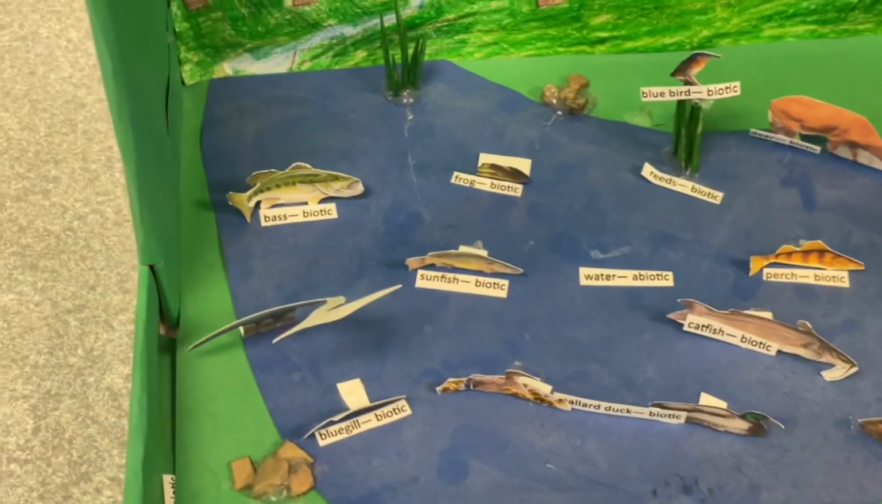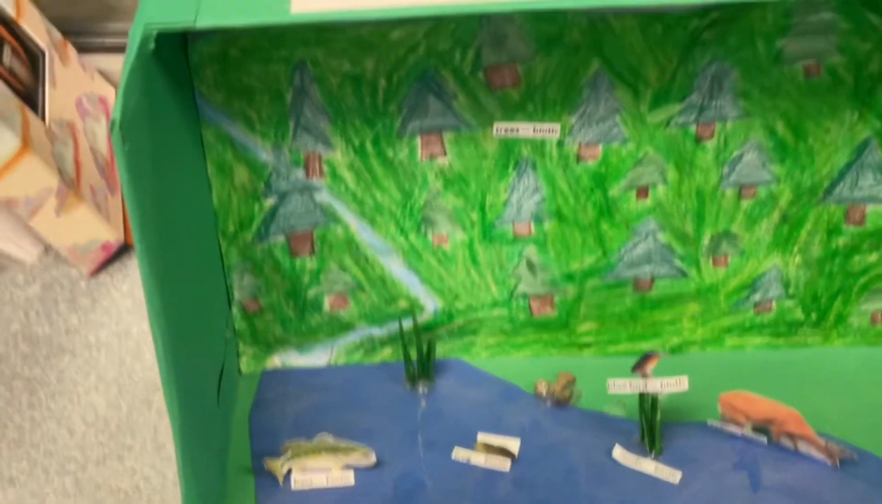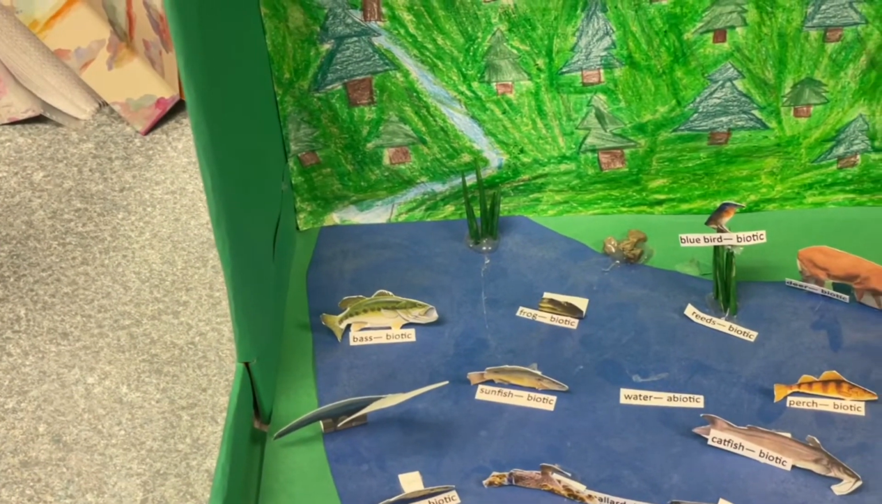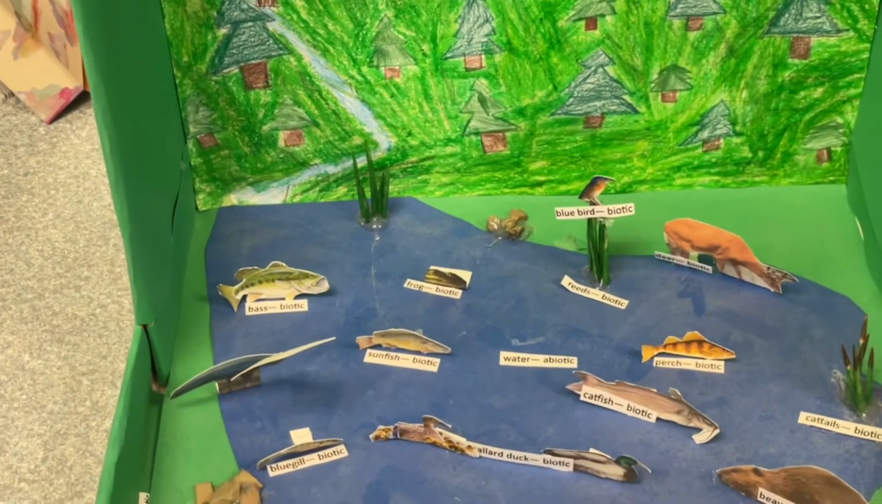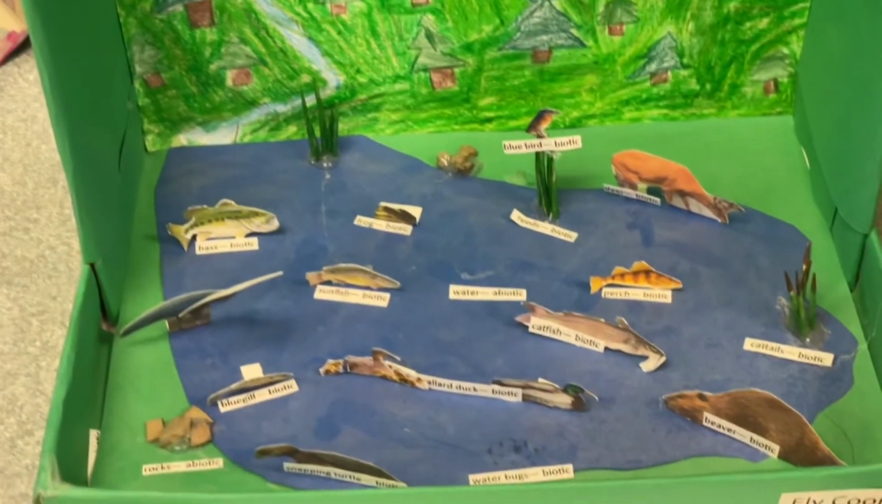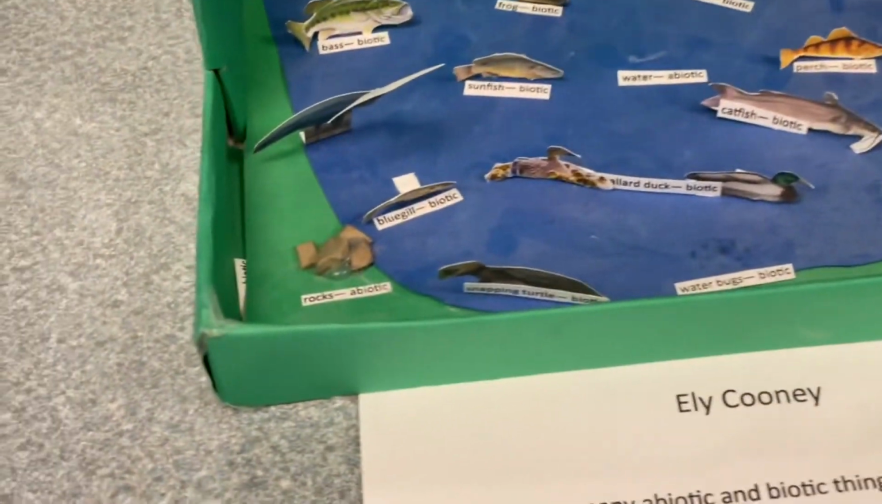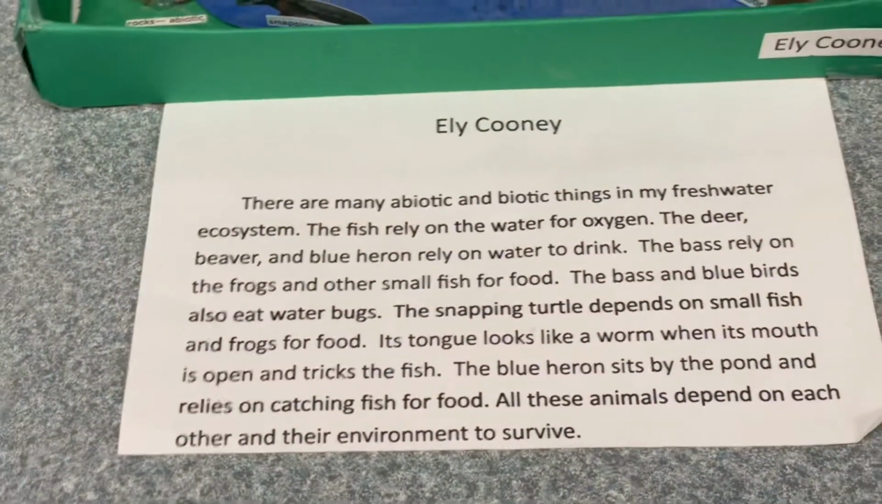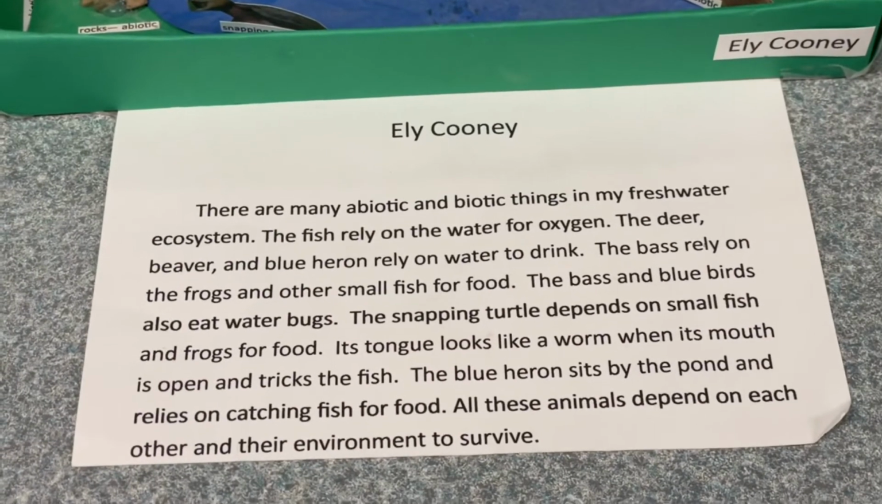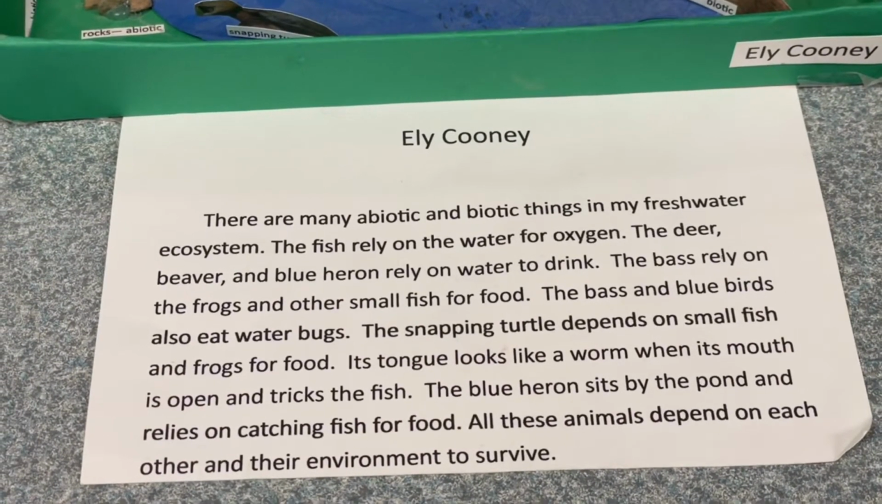There are rocks, actual rocks there. You can see construction paper and drawings here, and then he covered everything in green because, of course, that's a very important piece of a freshwater pond along with that water. Everything labeled wonderfully, and then you can see here in his paragraph, a wonderful paragraph. There are many abiotic and biotic things in my freshwater ecosystem.